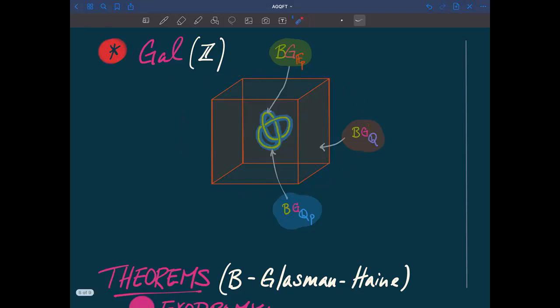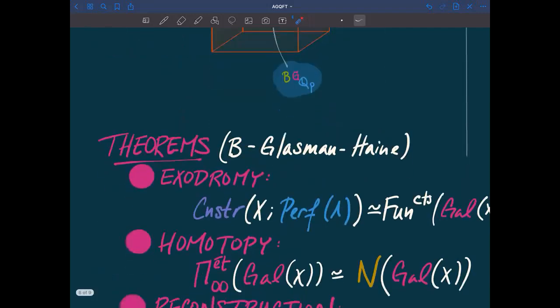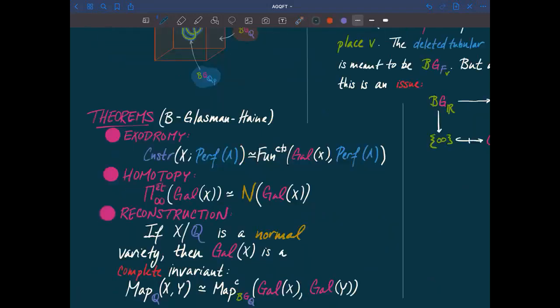Okay, so but what are the theorems? Let's write them down. So there are sort of three theorems that we proved about this Galois category. And the first one is the exodromy theorem itself. The exodromy theorem says that if you look at constructible sheaves on X with, well, I put lambda here, but I mean any sort of coefficients that are reasonable can go here. So if you like QL or QL bar, whatever your favorite version of constructible sheaves is, that can go here. And those are equivalent to continuous functors. So I'm keeping the topology in play here from this Galois category to perf lambda.